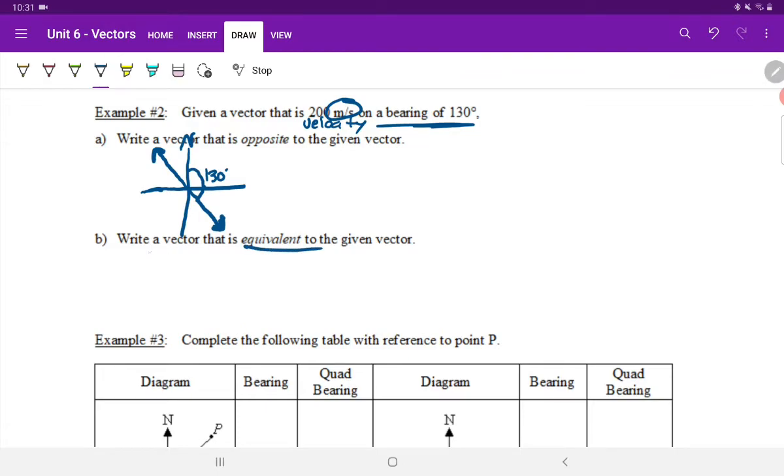Now it says to write an equivalent vector, no problem. So let's once again put in our vector down here, 130 degrees, and that's my north line. If I were to draw an equivalent vector, it has to be the same magnitude and the same direction. So maybe it starts here. Same magnitude and direction there. That's equivalent. So pretty straightforward, right? That means it's got to have the same angle and the same length of line.